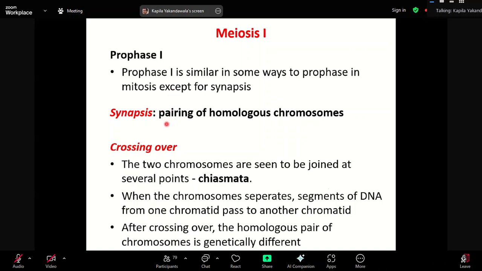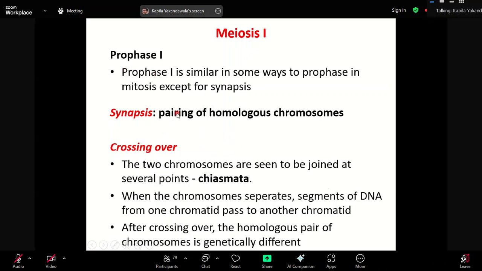We call it crossover. Crossover happens in meiosis stage 1, prophase 1. So it is happening in meiosis stage 1, prophase 1.